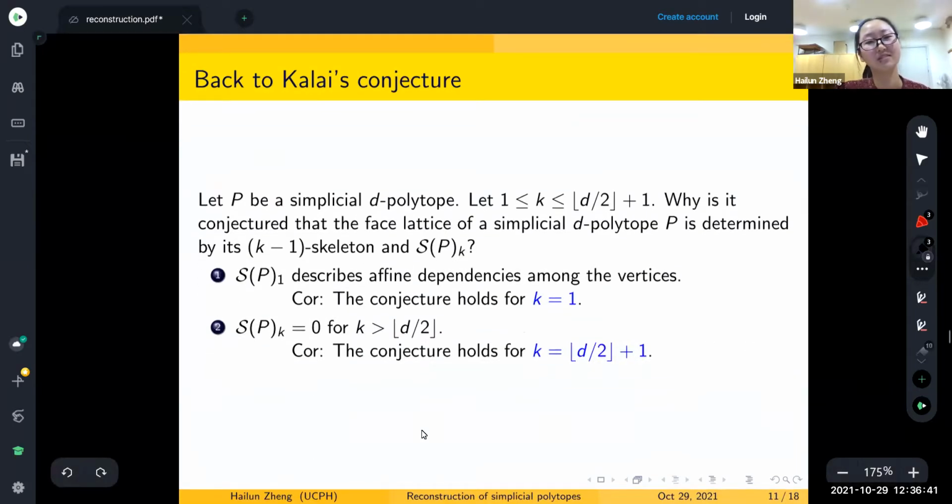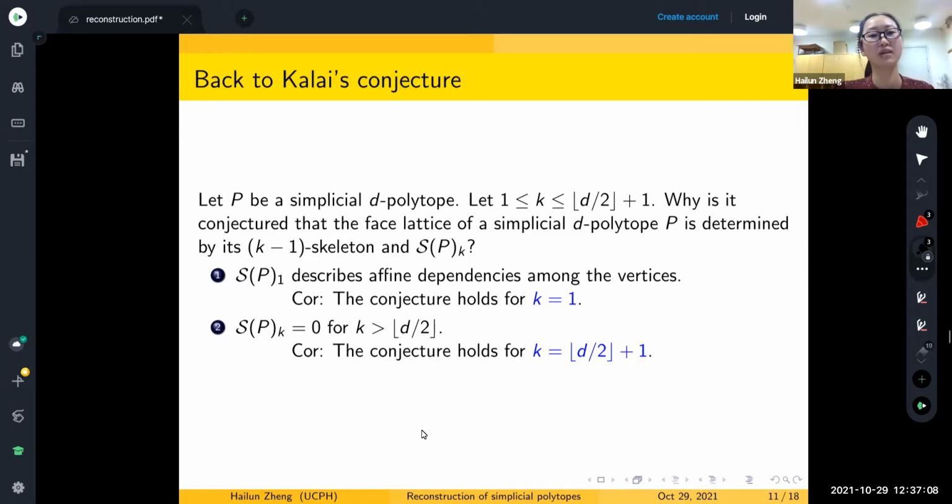And the other one, again, is not that trivial. The second one is like the generalization of my observation from the 3-dimensional cross polytope. So in general, this is always true: if you have a simplicial polytope, the space of affine k stresses is always trivial for k greater than d over 2. Okay, so this is a classical result.